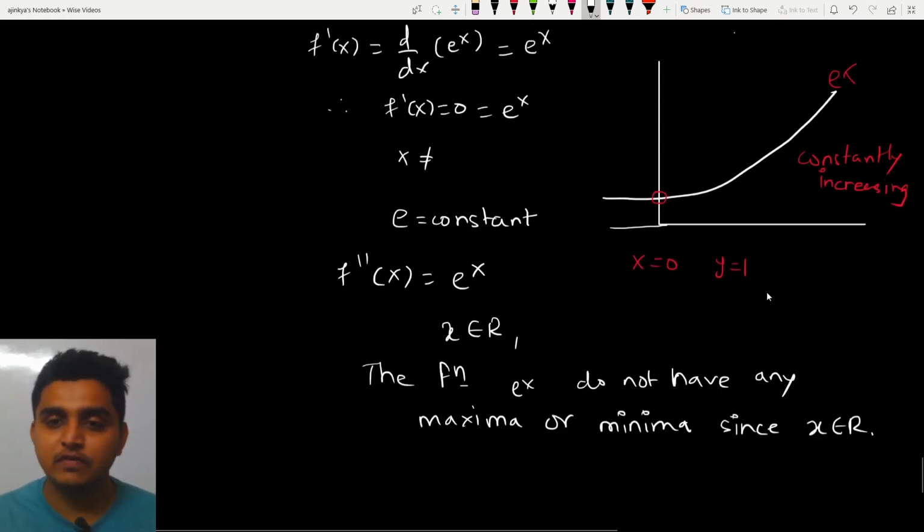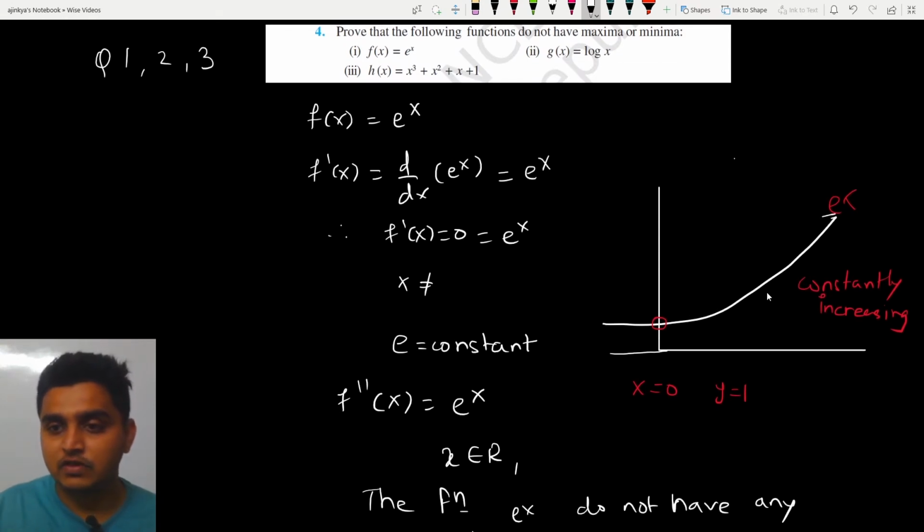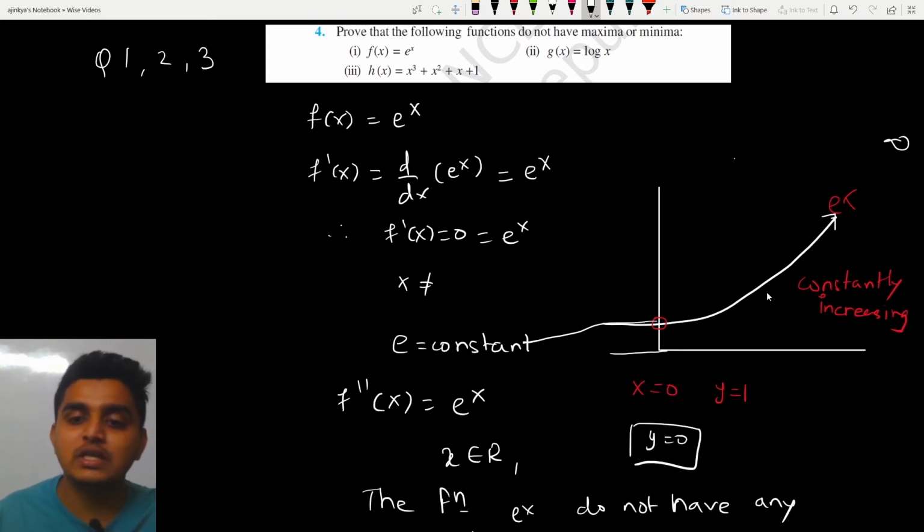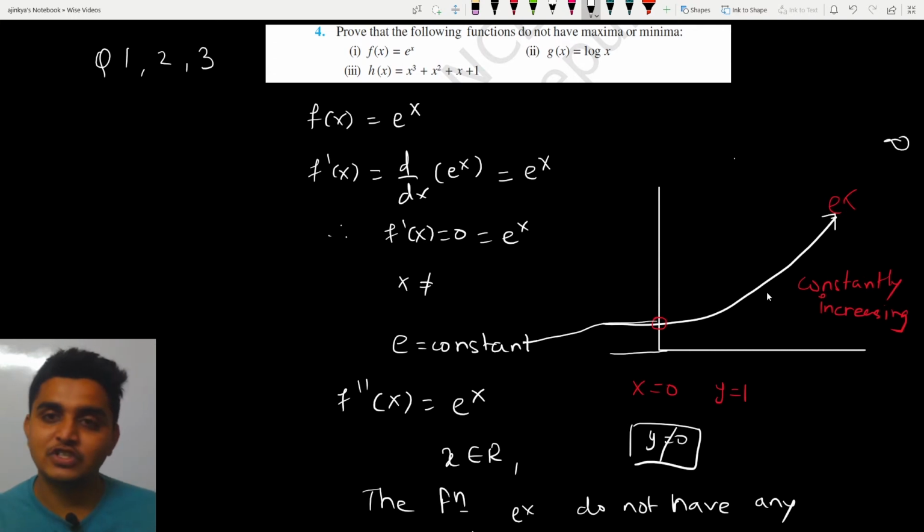You can clearly see from this graph of e raised to x that the function is going to constantly increase, all the way to positive infinity. On the left side of the graph, where x is negative, the value of y is always decreasing, but it is not going to touch y equals to 0. So y equals to 0 is not possible for this function. In the same way, we are going to see the maxima and minima for log of x and the third, h of x, question.